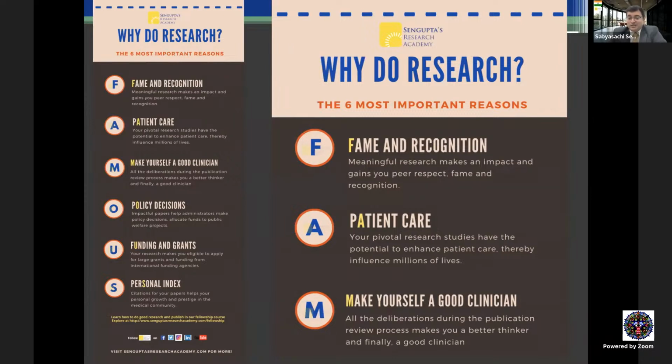M is make yourself a good clinician. I think it's really important that you write some papers in your budding years, because there are a lot of deliberations. You talk to your co-authors, you talk to your guides, and then you submit to a journal, and there are deliberations during the publication review process, which make you a better thinker. So you will think about that one case report from many different angles. And when you do that 4 or 5 times, that is going to percolate into your subconscious. Then, when you start looking at patients slightly later on, it is bound to make you a good clinician.